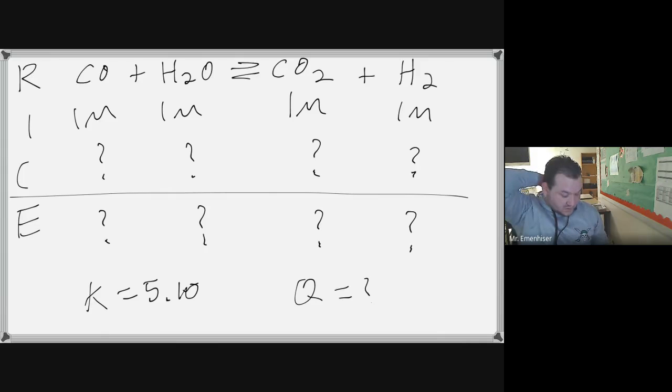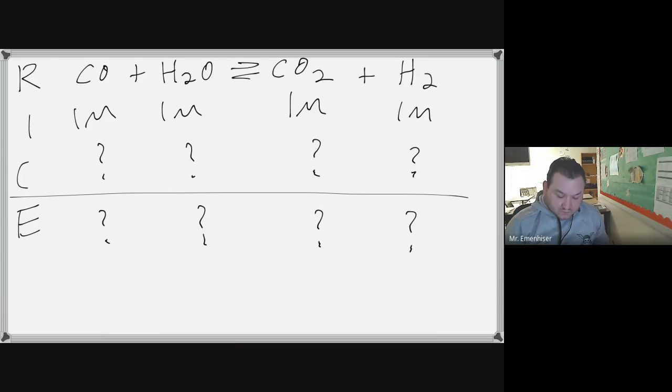What we're going to do is find Q with the initial concentrations, see what that is, compare it to the K, and see are we shifting to the right or to the left. We're going to fill in our changes with X's because we don't know the change. And then we're going to take the initial and add or subtract the change to get equilibrium. And then we're going to write our K expression in terms of these unknowns and then solve for the unknowns. So let's find Q.